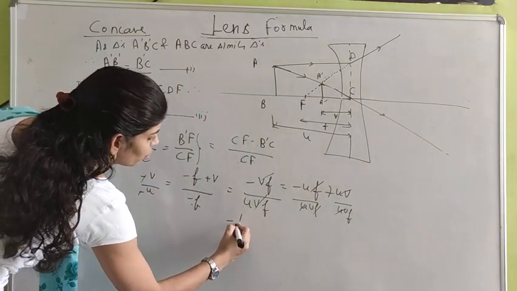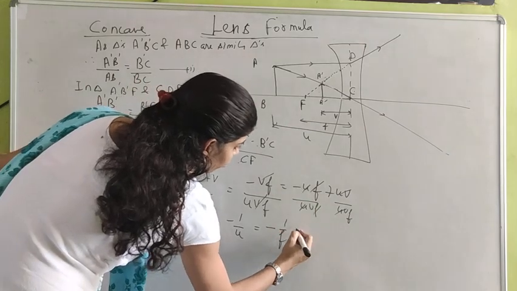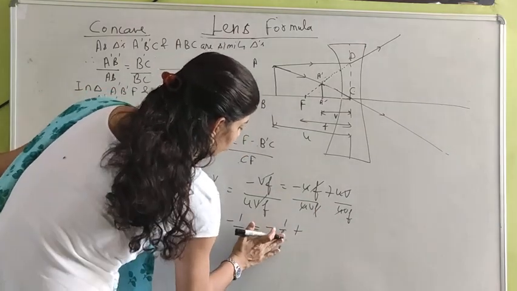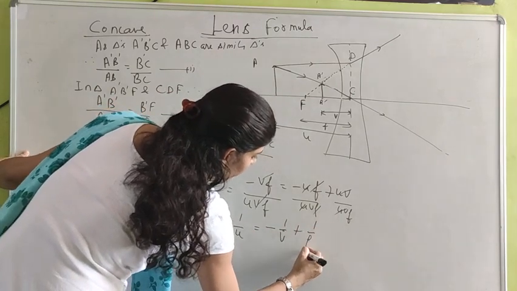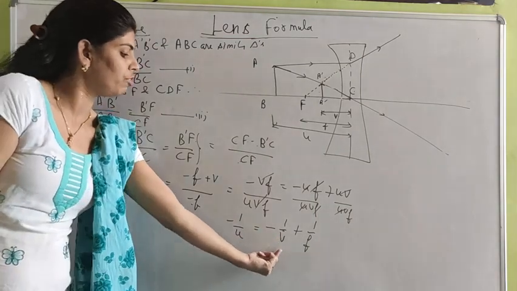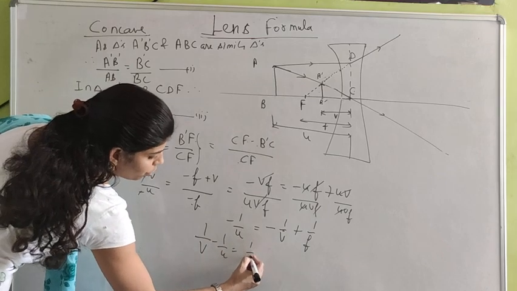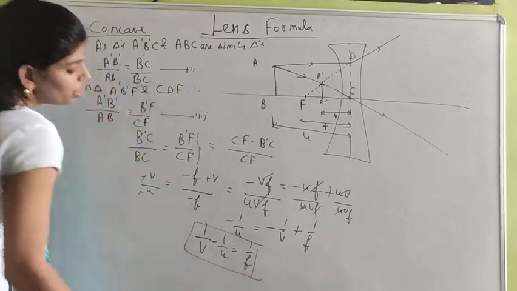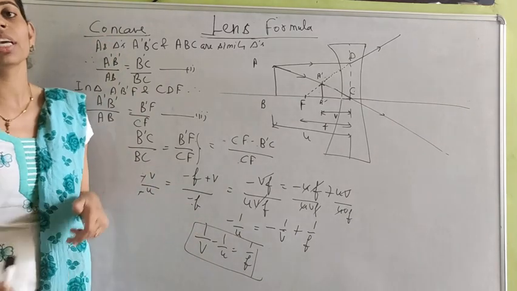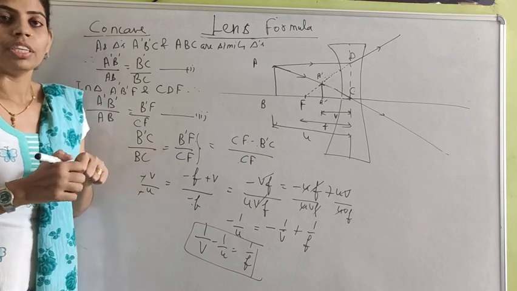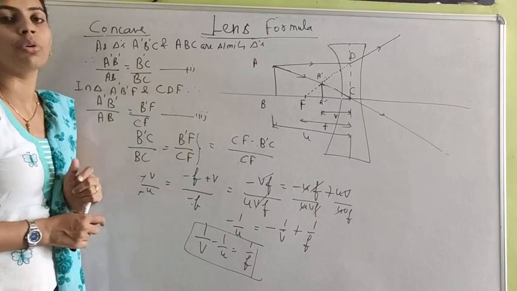We are left with minus of 1 by U is equal to minus of 1 by F plus 1 by V. Simply we will take 1 by V to this side. So it would become 1 by V minus 1 by U is equal to 1 by F. So this is the lens formula for the concave lens. And in concave lens, a single nature of image is formed, that is virtual image. So this is all about the lens formula.